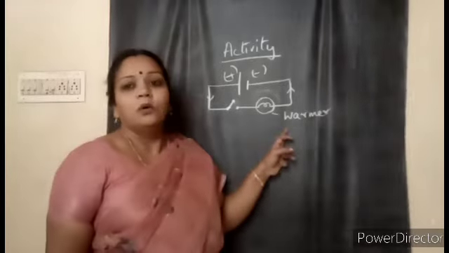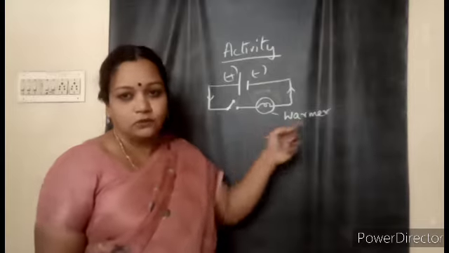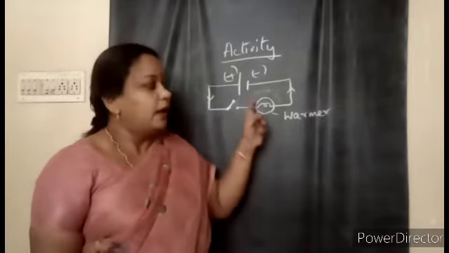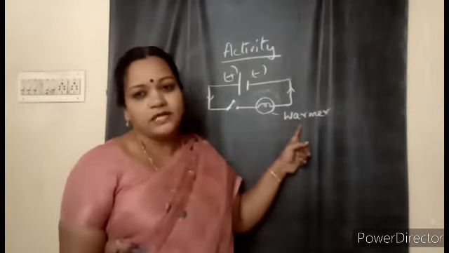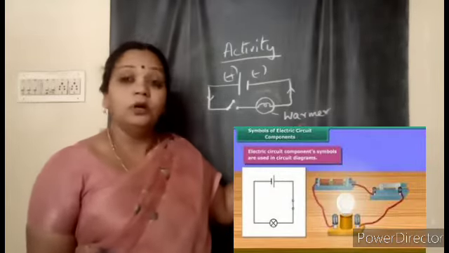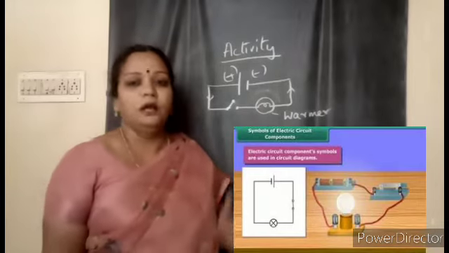So now what has happened? When we connected all this and made the electric circuit, when the current was flowing and when we put it off and touched the bulb, we see that the bulb has become warmer. So why has it happened? That is what we are going to learn now. I hope you have guessed what we are going to learn today.